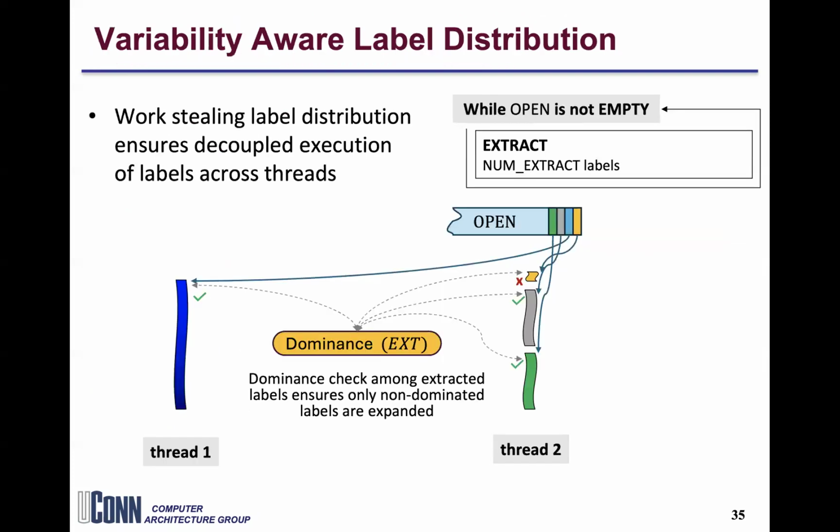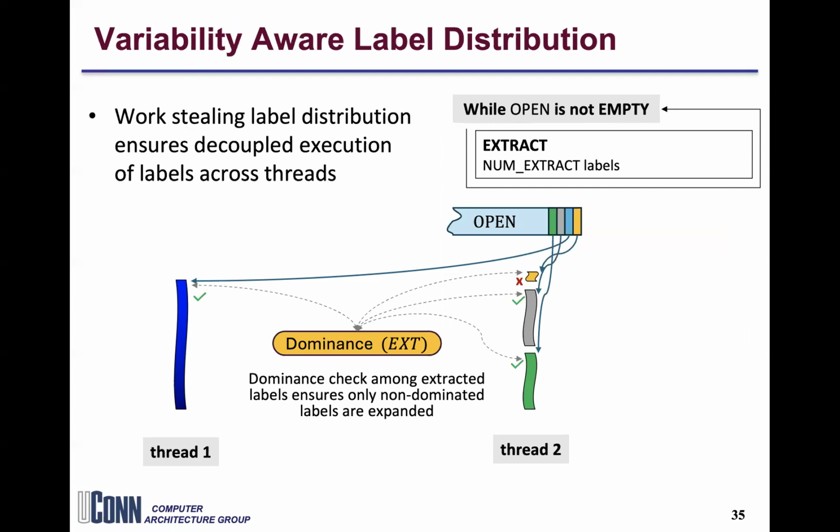Because these are highly variable, we have to build a work-stealing scheduler, where the idea is that we have the open list, we have num-extract. So every thread in the system goes and extracts a label and starts processing.